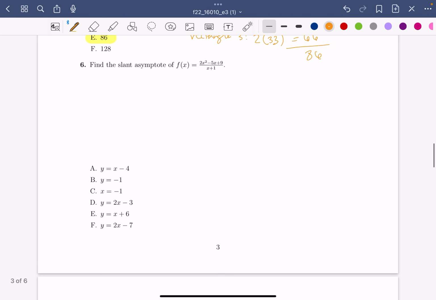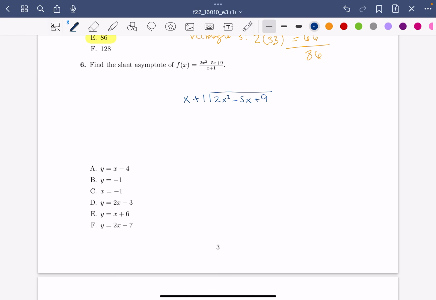Number 6, find the slant asymptote of f of x equals 2x squared minus 5x plus 9 over x plus 1. Whenever we're given a question that asks about a slant asymptote, the first thing you've got to think is polynomial long division. So we want to set up our long division. So I'm going to write the numerator under the bracket. So 2x squared minus 5x plus 9. And then what we're dividing by, x plus 1, on the left.